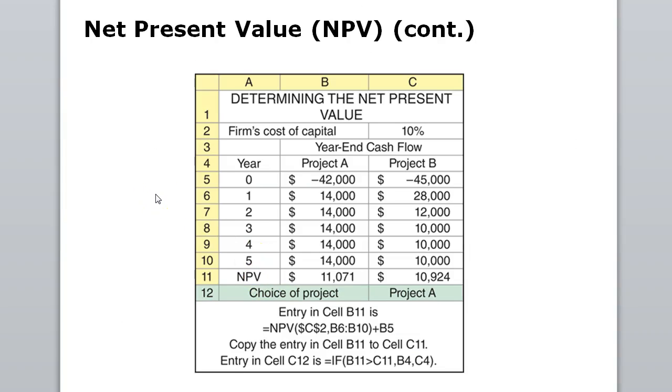Now, using a spreadsheet is very useful for calculating net present value. We'll be doing more of this in the spreadsheet problems. So in order to do this, we put in year 0 to year 5.